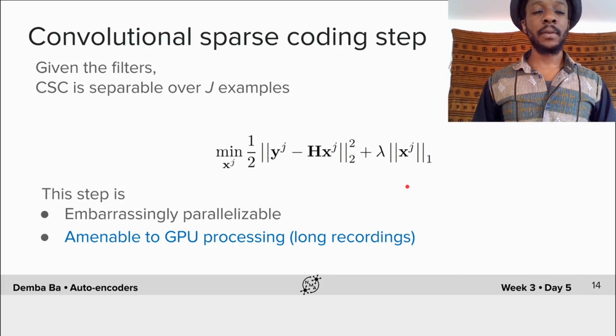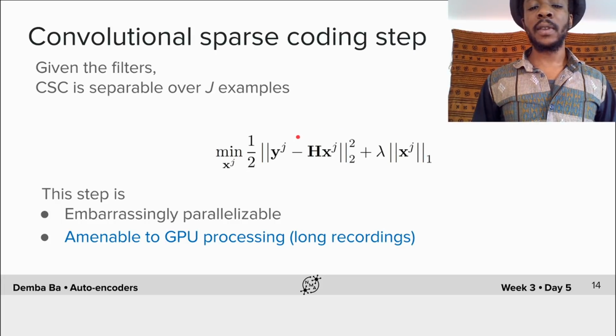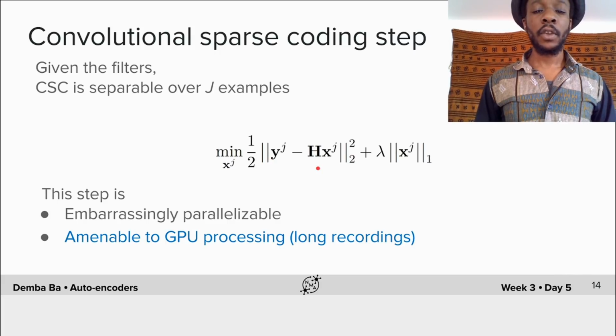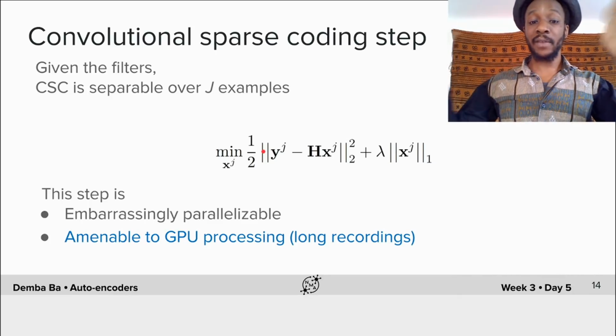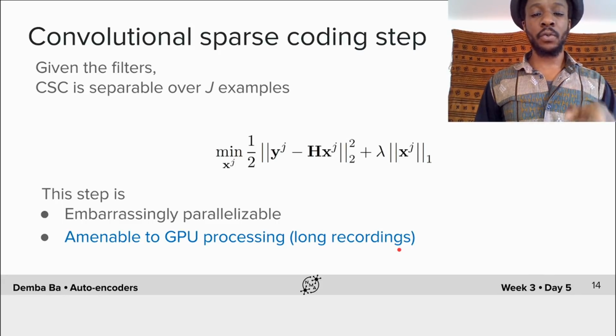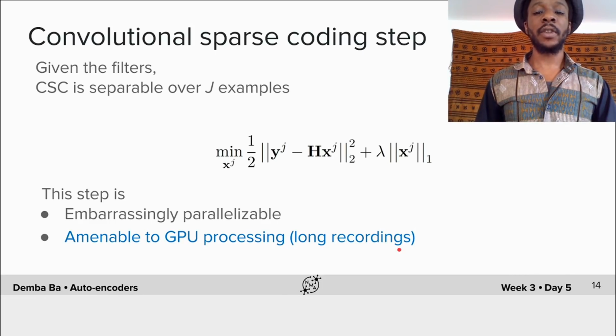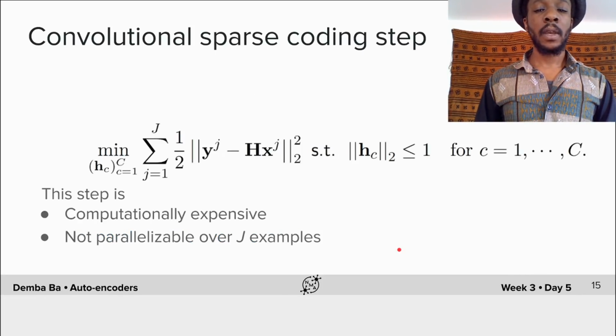So our first step is, given the filters, we solve a convolutional sparse coding problem. This should be familiar to you as something you've seen in the course. This is nothing but what is called the lasso or L1 regularized regression. What's interesting about this step is that it is embarrassingly parallelizable across all the windows you have in your data, which therefore means that it is amenable to GPU processing, and you should pay attention to what I just said here because this is going to be one of the motivations for using autoencoders and neural networks to solve the sparse coding problem.